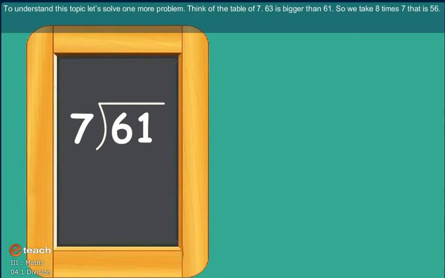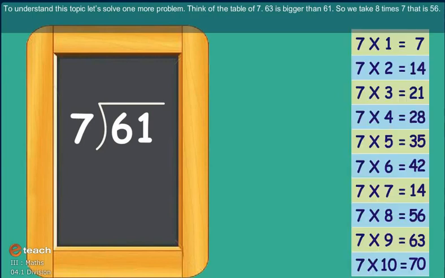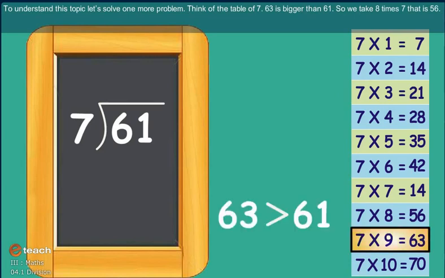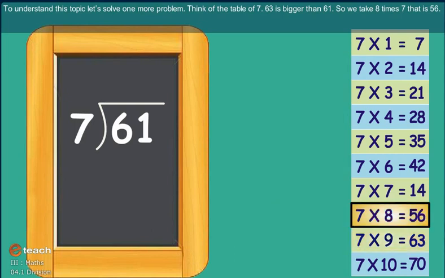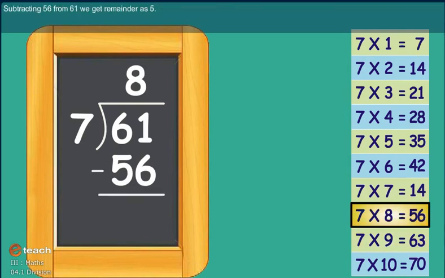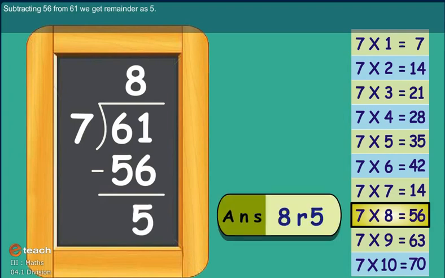To understand this topic, let's solve one more problem. Think the table of 7. 63 is bigger than 61. So, we take 8 times 7, that is 56. Subtracting 56 from 61, we get remainder as 5.